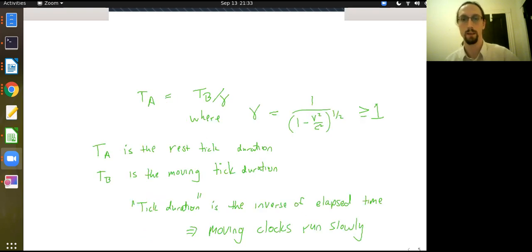We can rewrite that as TA is equal to TB over gamma, where gamma is the Lorentz factor. That's just going to be 1 over the square root of 1 minus V squared over C squared. And this is always going to be greater than or equal to 1. Again, TA is the rest tick duration, TB is the moving tick duration. So tick duration here is kind of the inverse of elapsed time, if you want to think of it as the period. And that means that we have moving clocks running slowly.